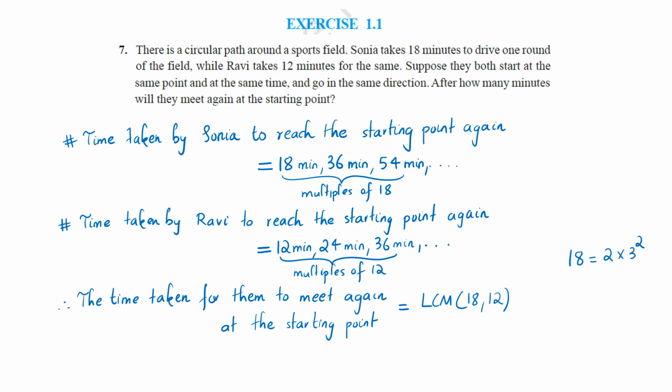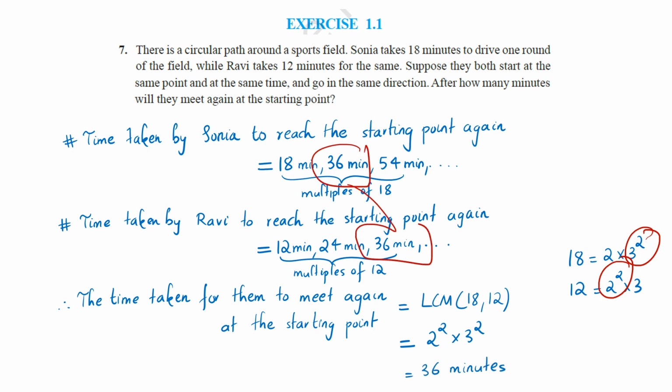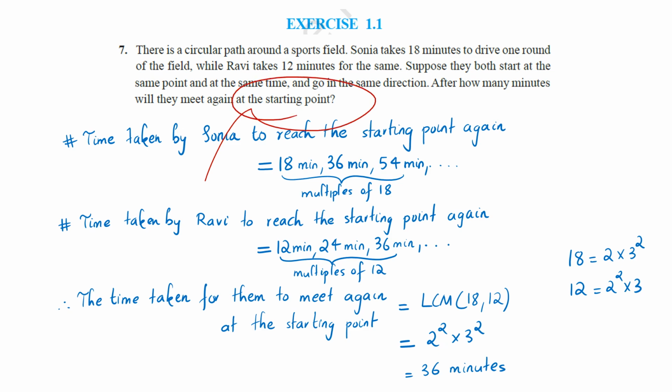Now, 18 is 2 times 3 squared, and 12 is 2 squared times 3. So the LCM will be the product of the greatest power of each prime factor. For 3 it is 3 squared, for 2 it is 2 squared. You form the product, 4 times 9, which is 36, which was kind of obvious because we already saw the answer over there. 36 minutes. So they will meet again after 36 minutes at the starting point.